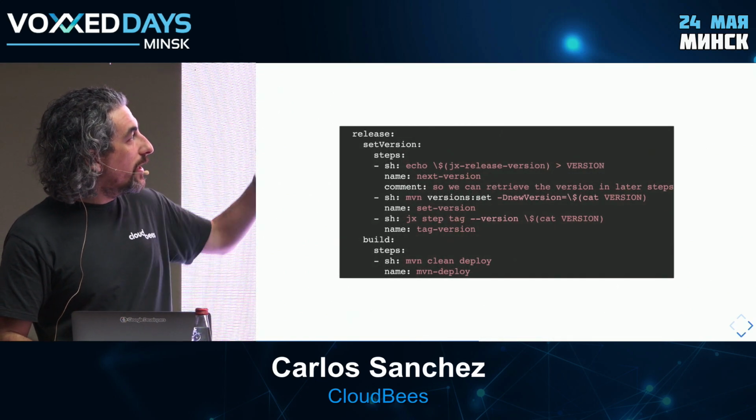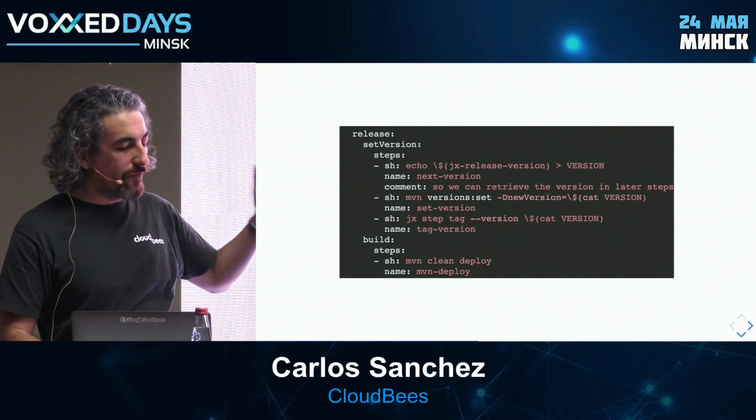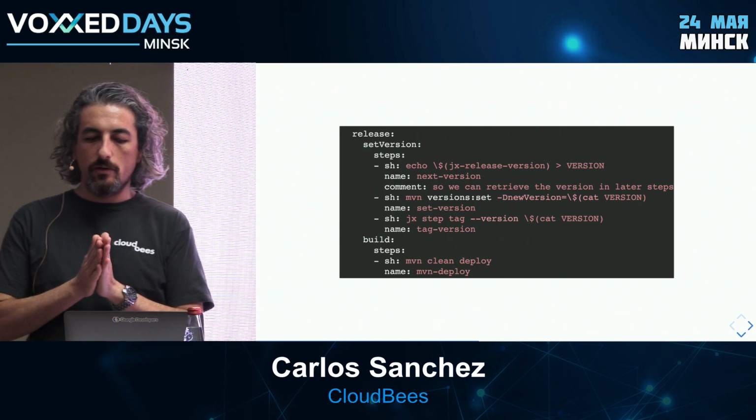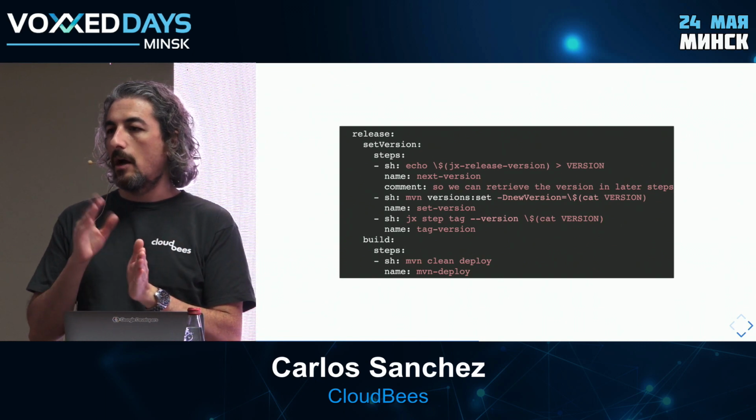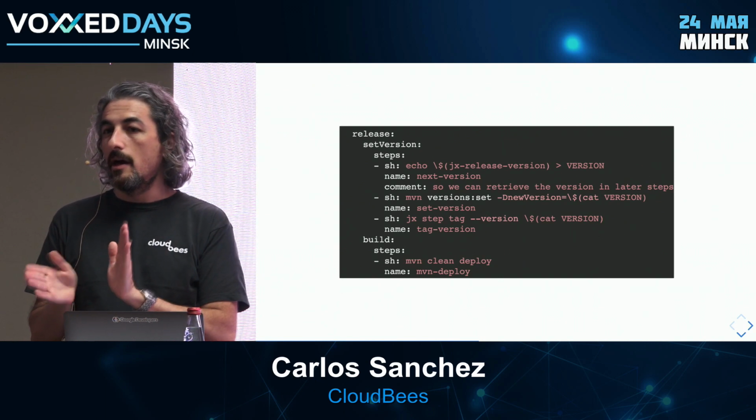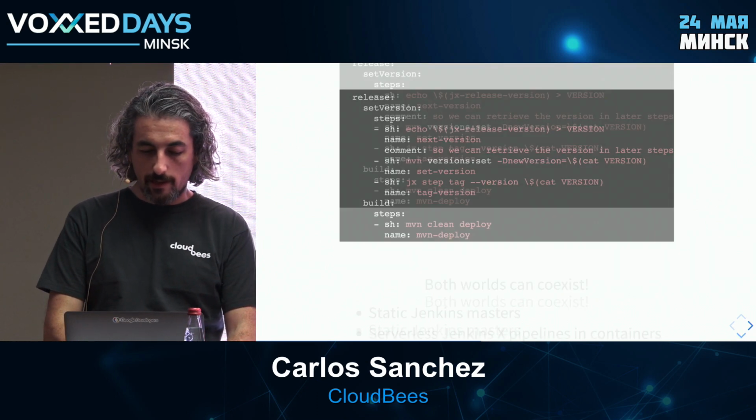And then you can have multiple pipelines defined in the YAML file. So typically, Jenkins X comes with two pipelines, one for pull requests and one for the master branch. And I'll show you in a second why that is.